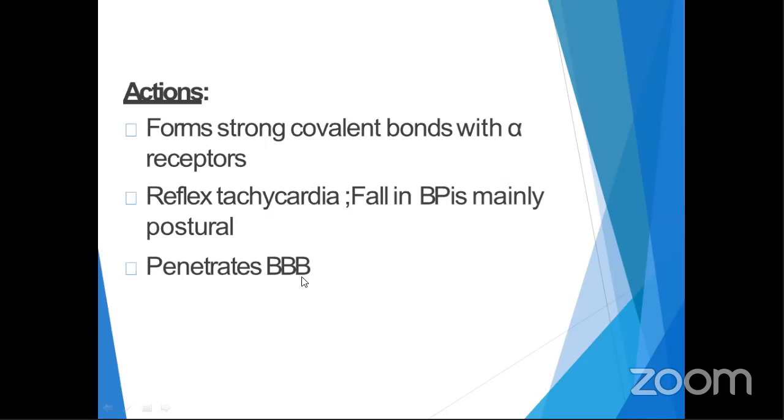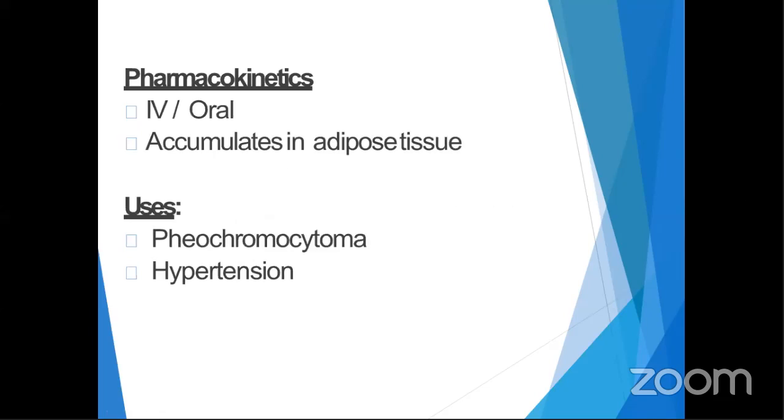It also penetrates the blood-brain barrier and may cause certain CNS side effects. Pharmacokinetics: it can be given intravenously, can be given orally, and it accumulates in adipose tissue. Uses, important: it is used in pheochromocytoma and hypertension. Hypertension, as you know, is a condition wherein there is an increase in blood pressure because of vasoconstriction. So if you give an alpha blocker, definitely it's going to act on the alpha 1 receptors present on the blood vessel, and it will cause vasodilatation, and there will be fall in blood pressure.